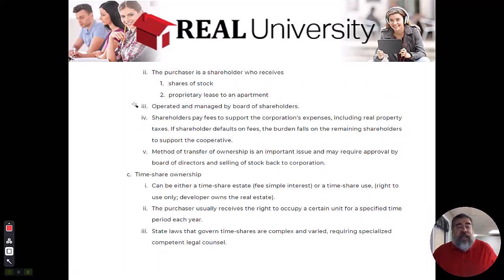It is managed by the shareholders, who typically create a board to decide, hey, we need a quote for lawn care to mow the lawn. Hey, we need a quote because we're going to put a new roof on in 10 years. So we're going to have to assess ourselves some money to start doing that. Shareholders are going to pay those fees, and they could get assessed another fee. We're going to put a roof on the property, so we're going to assess all the shareholders an extra $1,000 a year so that in the next 5 years, we'll have enough money put away so that when we get a new roof put on our building, we'll have the money.